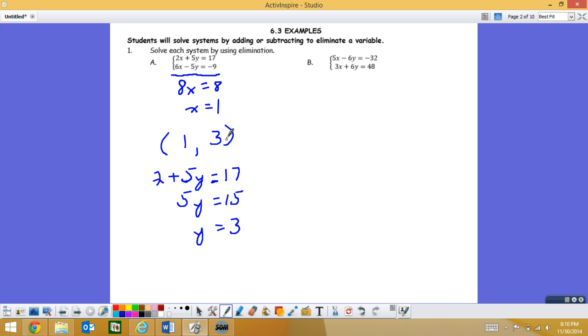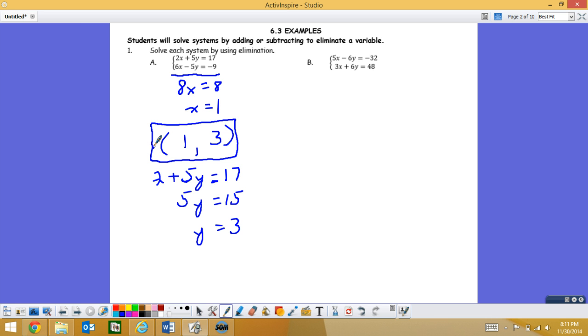Okay. And just to again verify that this is our solution, you can test it into both equations. 2 plus 15 is in fact 17. 6 minus 15 is negative 9. So we know that that is our solution.